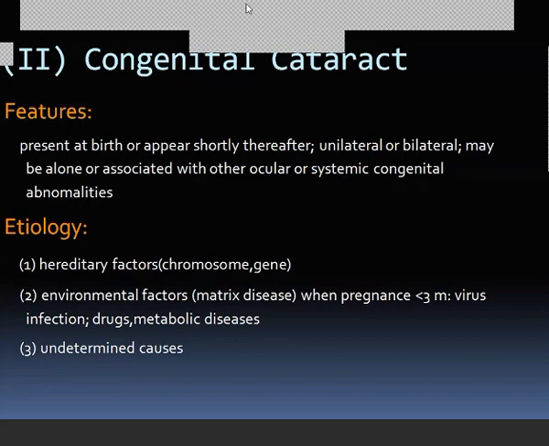And environmental factors like pregnancy and virus infection. When infection occurs in the early stage, in the first trimester, as in the case of the viral infection rubella, it leads to the formation of the cataract. And some drugs, I already told you, like chlorpromazine, and also drugs which are used for prolonged periods, the steroids, will lead to cataract formation.